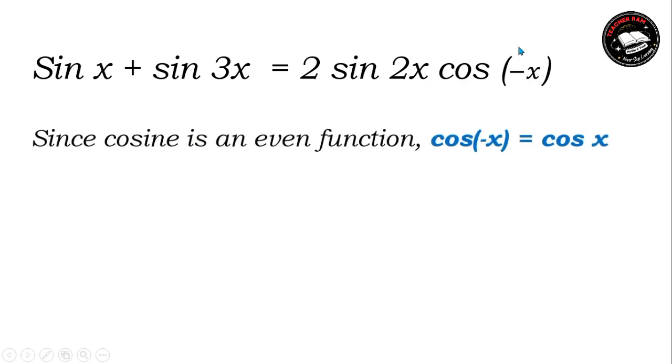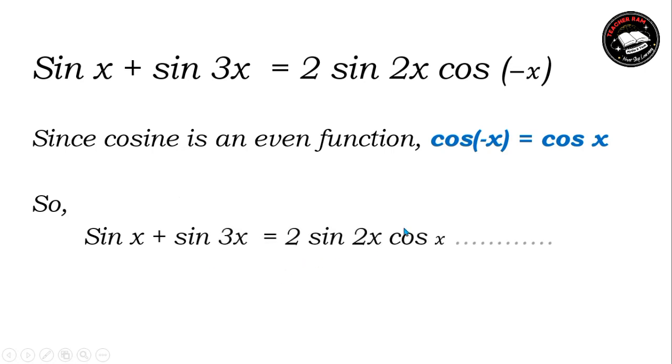But we know that the cosine function is an even function. Even means that the cosine of a negative angle is the same as the cosine of the positive angle. So cos of negative x will be the same as cosine of positive x. So we are going to replace cosine of negative x with cosine of x. So sin x plus sin 3x will be equal to 2 sine of 2x multiplied by cosine of x. And let us name this one as equation number 2.